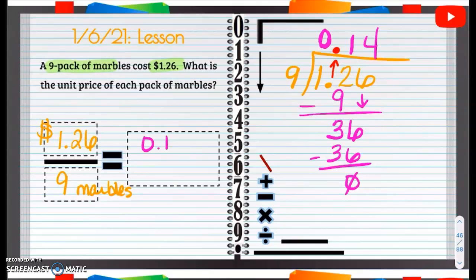So $0.14 per marble, or you can say for 1 marble. Say per marble. And that's it. That's all our answer is.